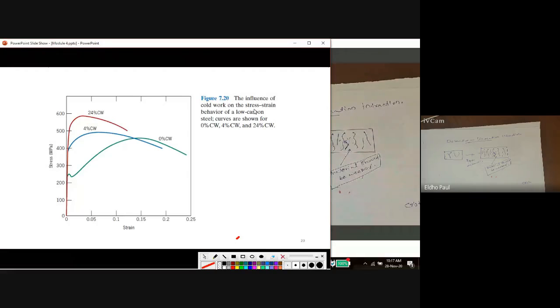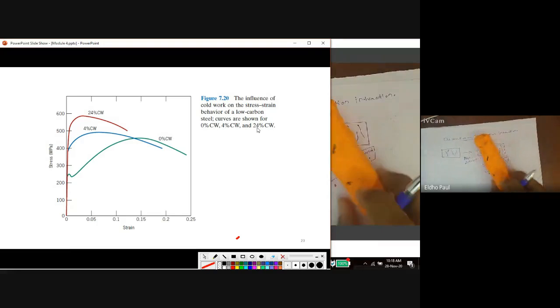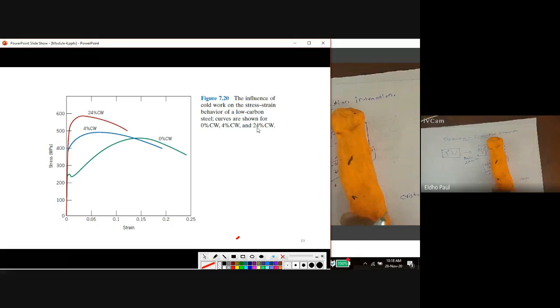So we can see the case of different cold working of low carbon steel: 0%, 4% cold working, 24% cold working. 24% cold working means by plastic deformation, I increase the size by 24%. We can see the graph. By 24% cold working, the yield strength is improved. This is a stress strain graph. You can see the increase in the yield strength by different values of cold working.